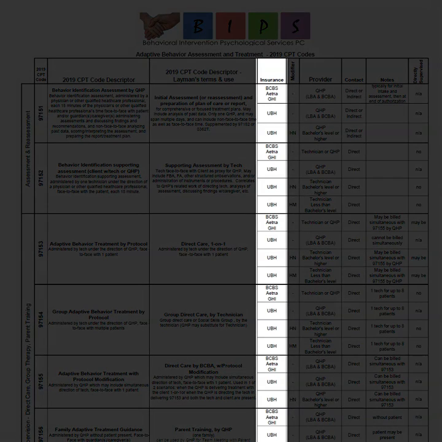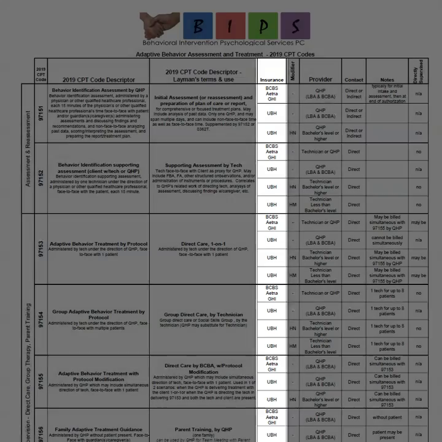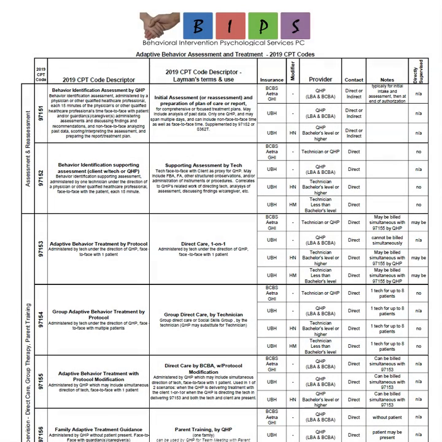The column labeled insurance is there because certain insurances have different uses for the different codes, and it's important to understand the differences. Although you should know that when you're working with a particular client, this will all automatically be set up for you, but you should still be familiar nonetheless. The modifier you can kind of ignore. That's more related to sending claims through, but that's there just because there is a difference between the codes within certain companies like UBH. The provider is who's actually providing the service, so you'll see there's sometimes mention of QHP or the technician, and we'll go through that as we go through the different codes.